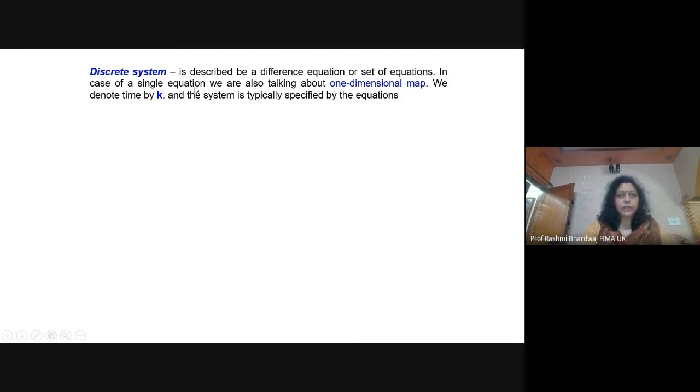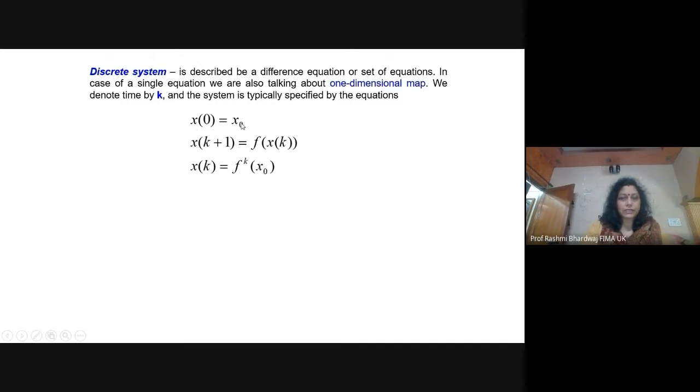In case of a single equation, we are also talking about the one-dimensional map, and we denote time by k, and the system is typically specified by the equation. x naught is the initial value, and x of k plus 1 is f of xk. It means basically all your previous values are able to define the next iteration. So xk is nothing but f to the power k of x naught.